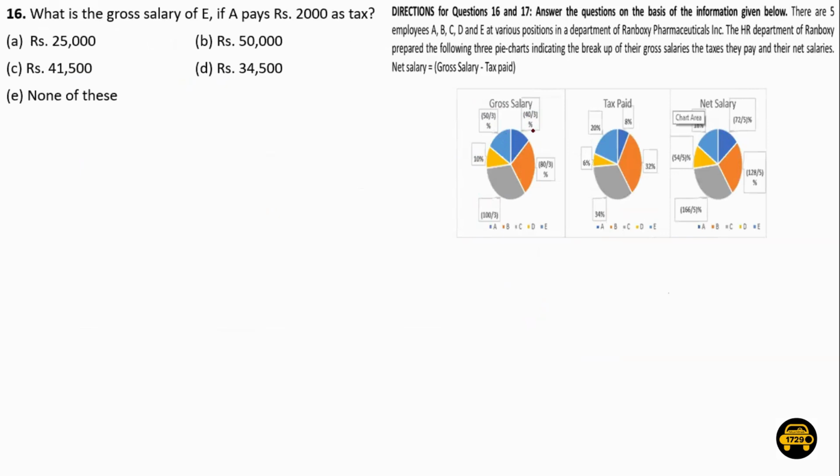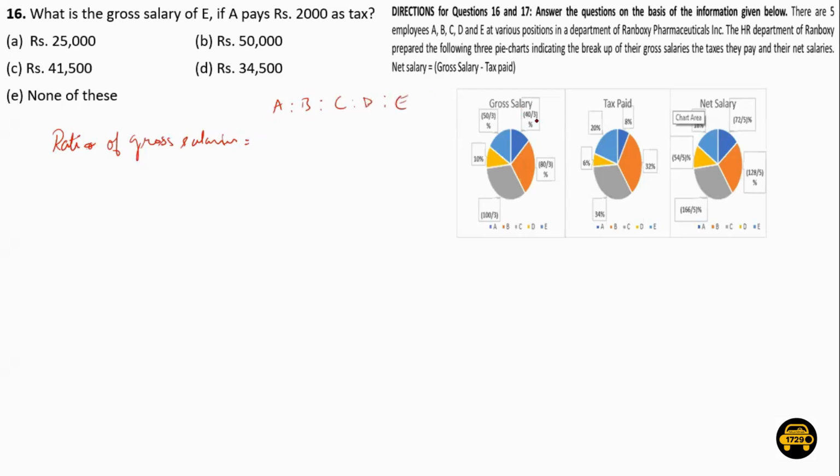In order to make calculations easy, we can solve this question using this method. So let's find the ratio. I'll write it here. Let's calculate the ratio of gross salaries of A is to B is to C is to D is to E.